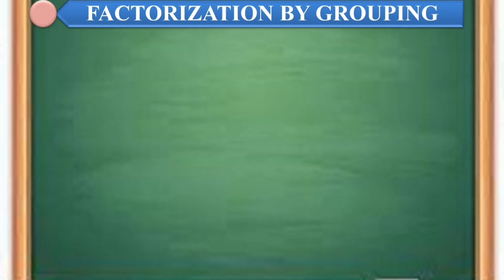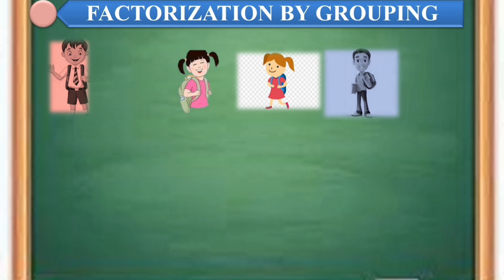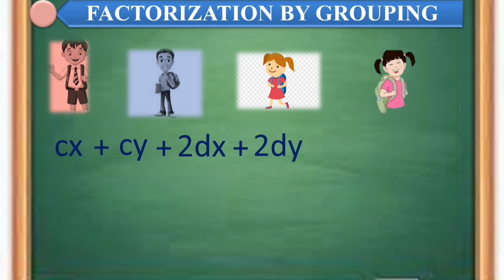Alright, let's take factorization by grouping. If you have some students in a group and I told you to tell me the number of boys and the number of girls in this group, the easy way to do that is to bring the boys together and the girls together. If, for example, we replace these with algebraic terms like cx plus cy plus 2dx plus 2dy, we can factorize these by grouping. How do you solve this type of expression?